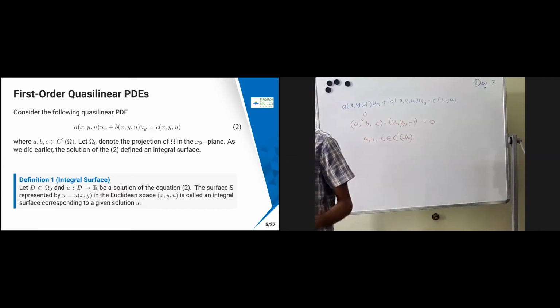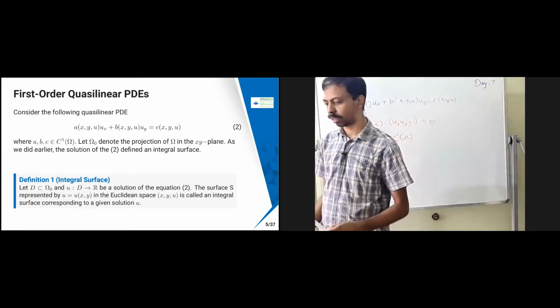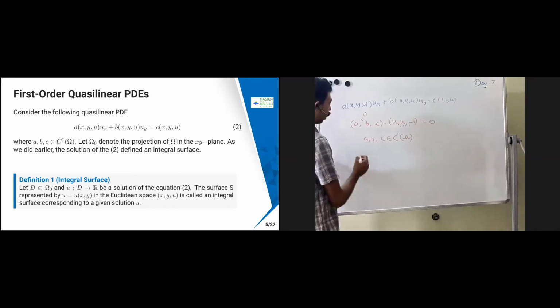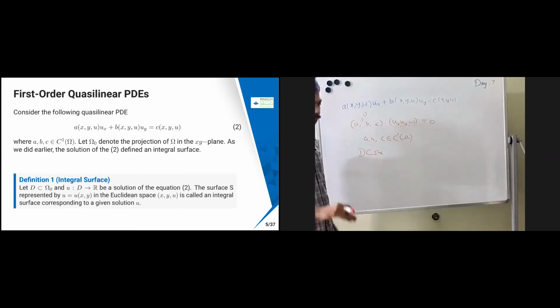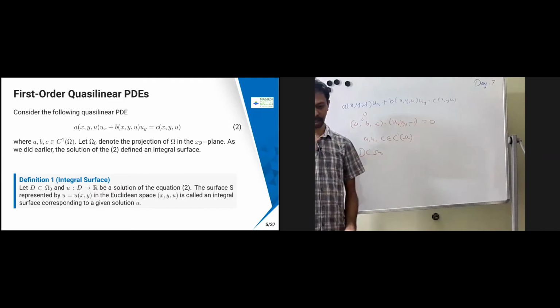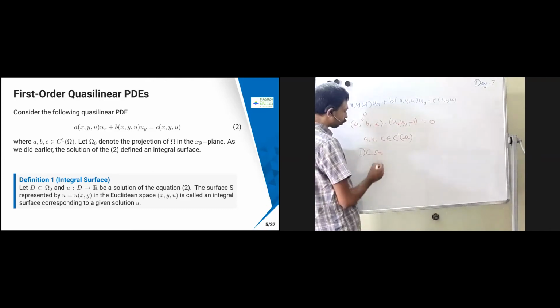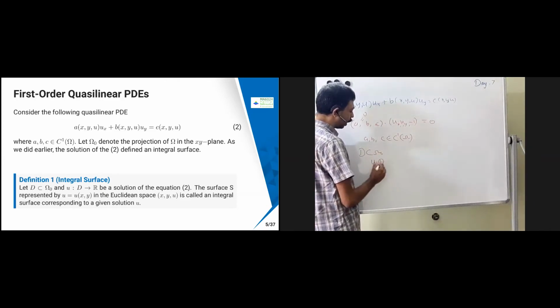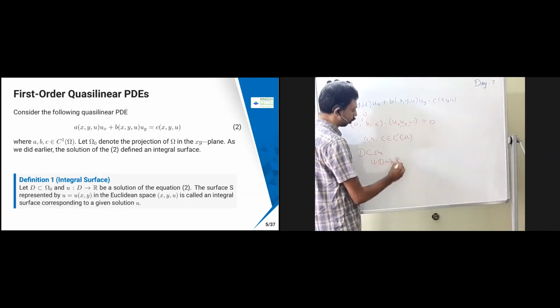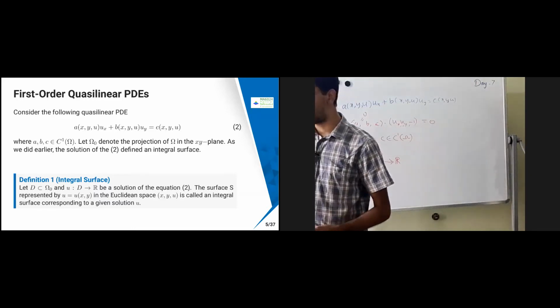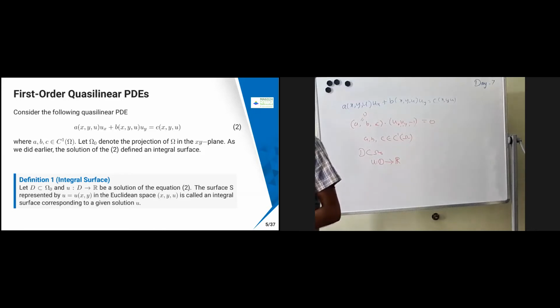Now what is an integral surface? We'll see that here. Suppose D is a subset of omega naught, which is a projection, meaning a subset of R square. Now u is a function from D to R. That is called a solution of this equation.